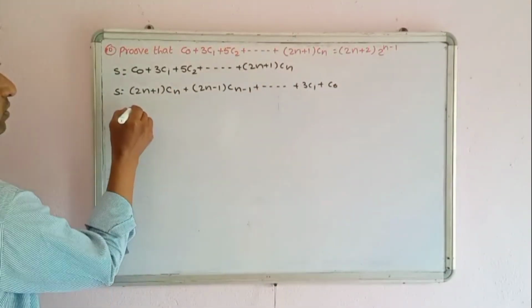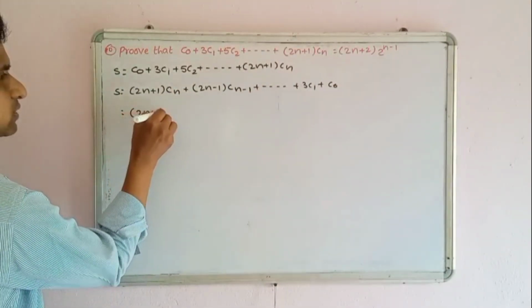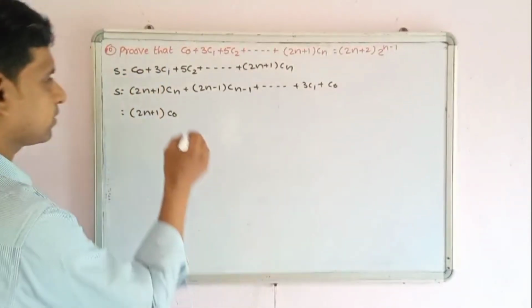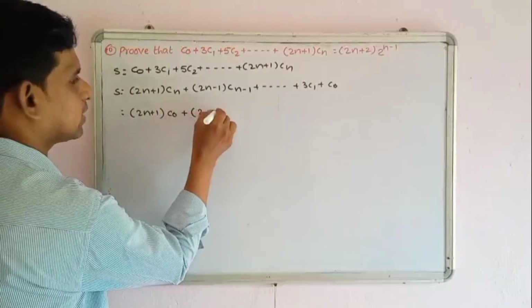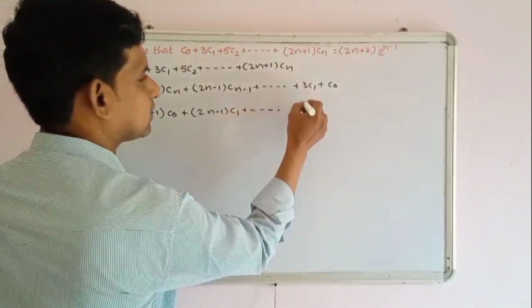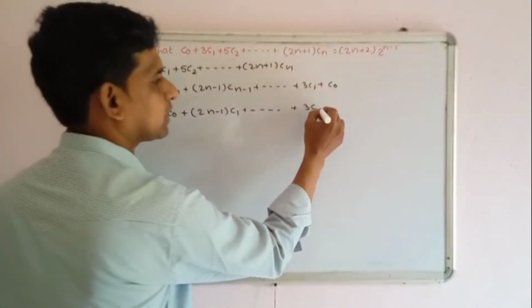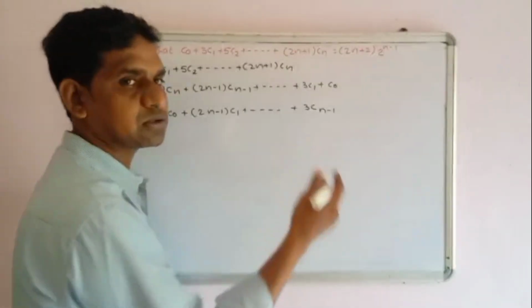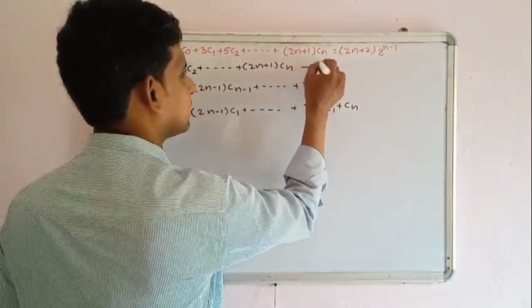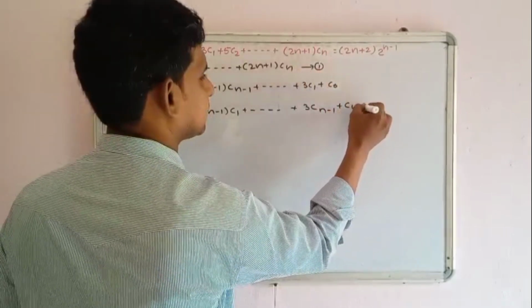That equals 2n plus 1 Cn, and C0. nCn equals nC0, 2n minus 1, this is C1, plus so on. 3C1 is nothing but n minus 1. So nC1 equals nCn minus 1. So Cn equals Cn. See, the first equation is 1, and the second one is 2.